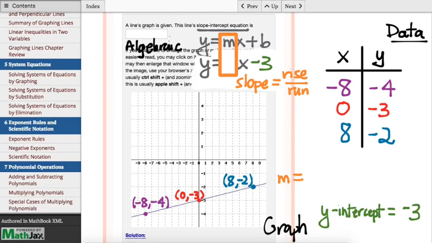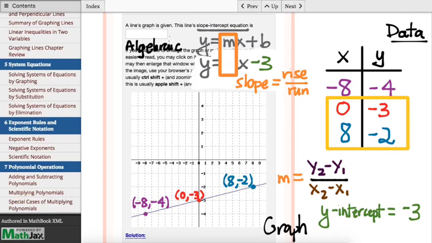Do y2 minus y1 over x2 minus x1. Yep, this is the formula that most people remember as the slope formula, y2 minus y1 over x2 minus x1. I'm going to color code this really quickly. So I need to subtract and then divide. And I can use any pair of points that I like for this. So maybe let's choose this pair, (0, -3) and (8, -2). So my red point and my blue point.